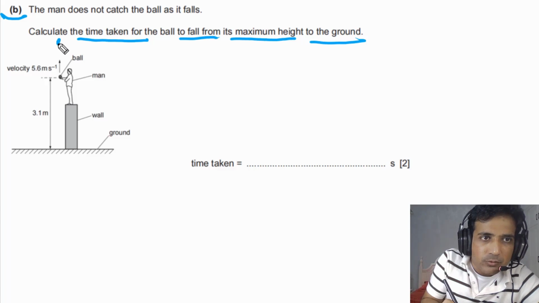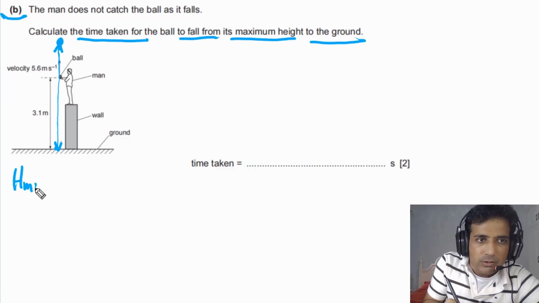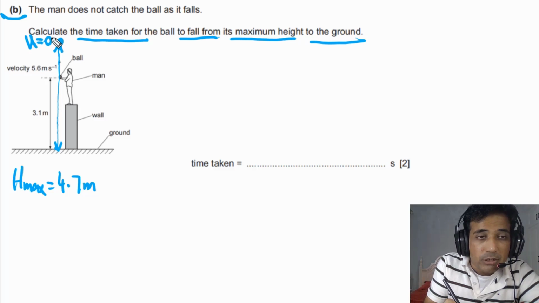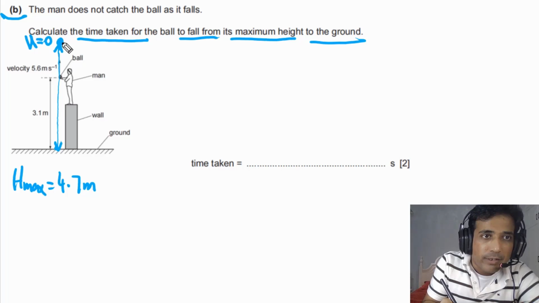For this question, we simply need to calculate the time taken for the ball to fall from this maximum height to the ground. The maximum height we have already calculated in part A, and its value was 4.7. So this is the value of h max. At maximum height, we have also discussed that the speed is equal to 0. So this is our initial velocity, so the initial velocity in this case is equal to 0. We need to find the time taken for the ball to go from this point to this point.